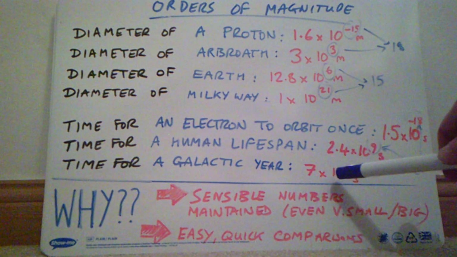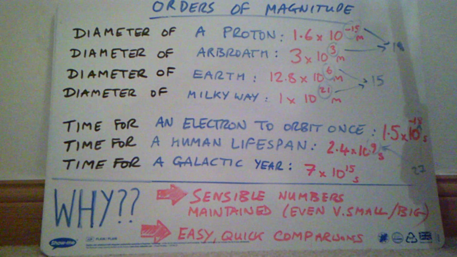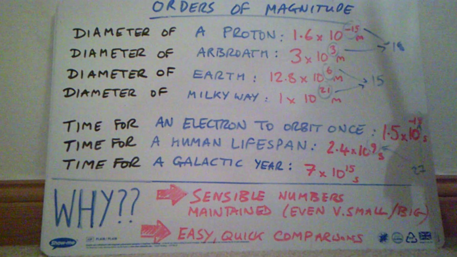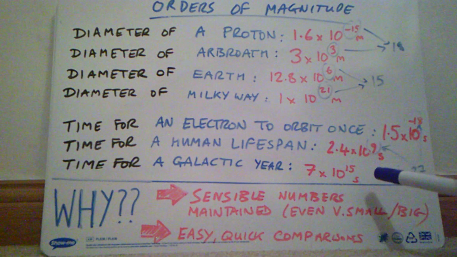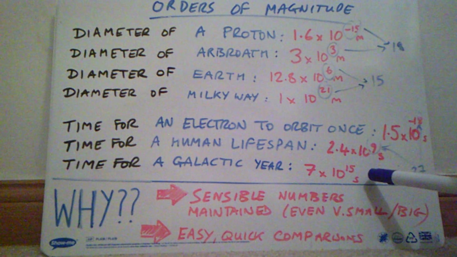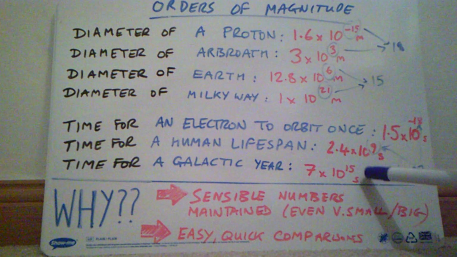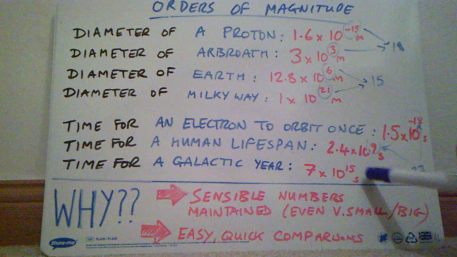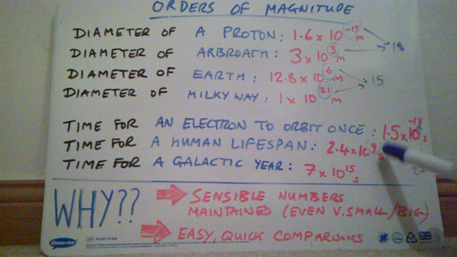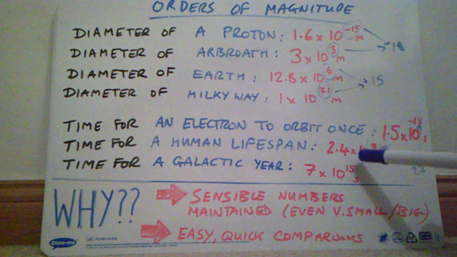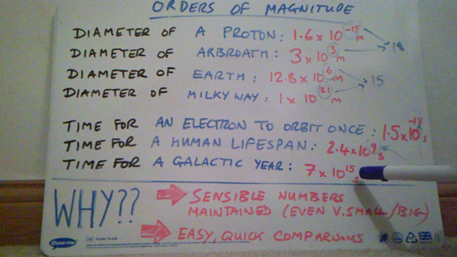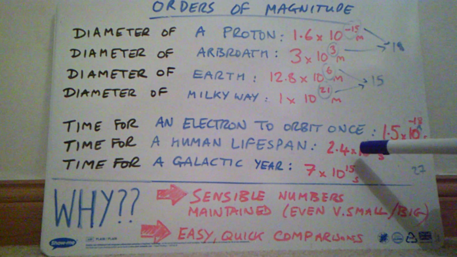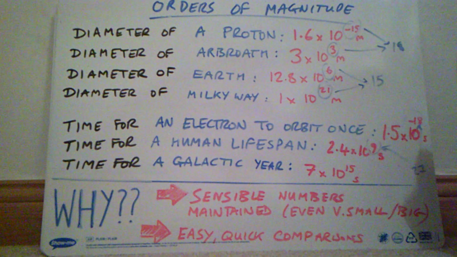The time for a galactic year, so this is the time it takes for the galaxy to complete one full rotation, is 7 times 10 to the 15 seconds. So again, we could compare that amount of seconds with the seconds in a human life. So from 15 to 9, or 9 to 15, that's 6 orders of magnitude, isn't it? So the galactic year is 6 orders of magnitude greater than the lifespan of a human.